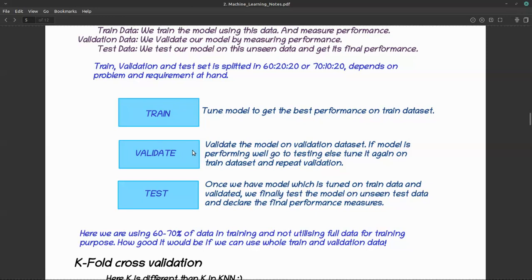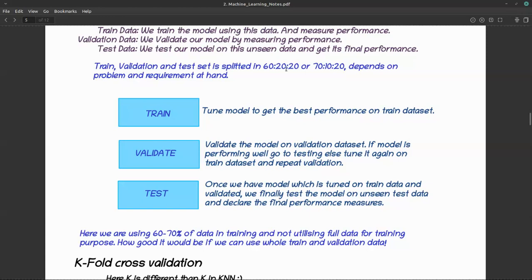After doing this exercise, once you are confident, then and only then will you go to the test data set. You will touch the test data set for the first time. And whatever result you get, that's the final result. Now you cannot edit it, right? You can go to train, validate, and all of this stuff again from scratch, but whatever result you get on the test data set is the final performance measure of your model.